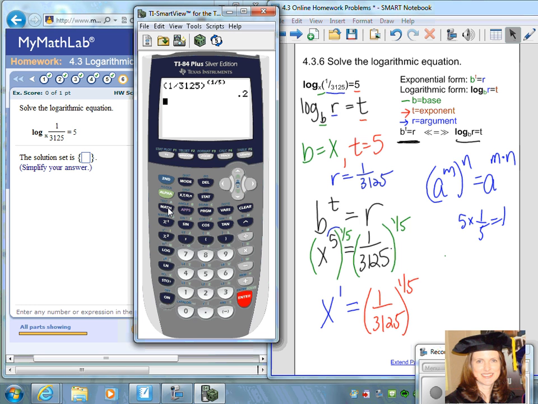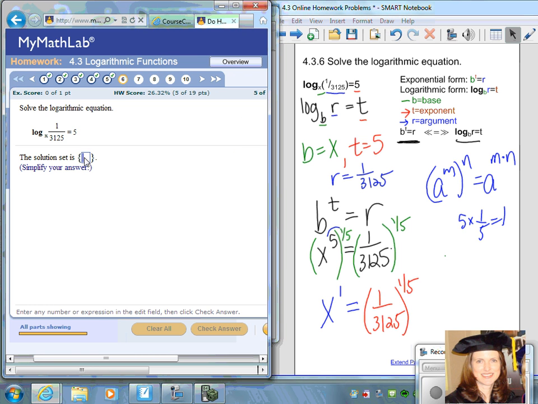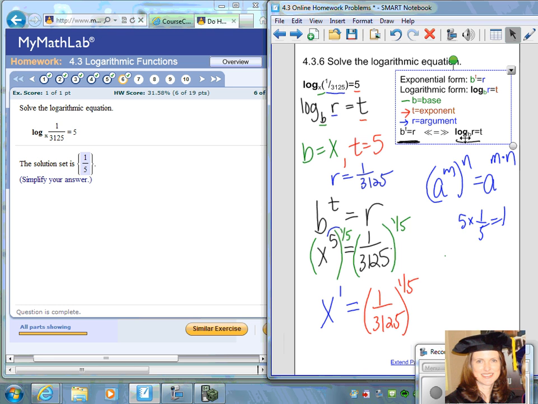I can write this as just 0.2, or I can write it as a fraction, going to the math button on the graphing calculator and choosing number 1 to convert it to a fraction. So this answer I can write as 1 over 5. And check your answer. Okay, so again, the key to solving this logarithmic equation is to identify the three parts. Once you get those three parts, rearrange them into a new exponential equation and solve that equation algebraically.